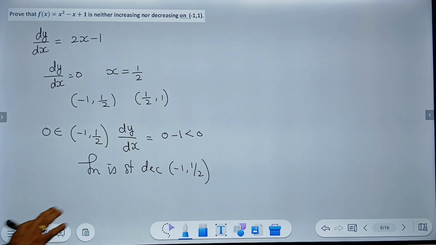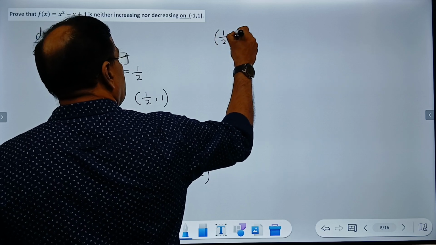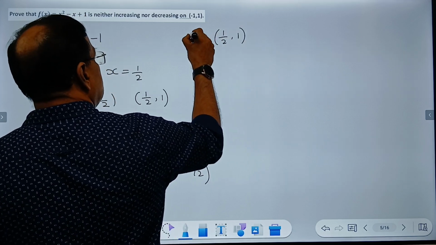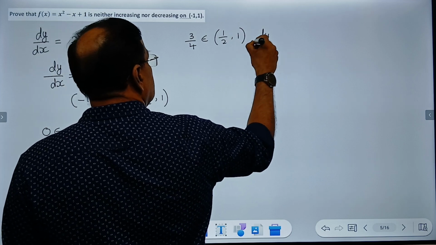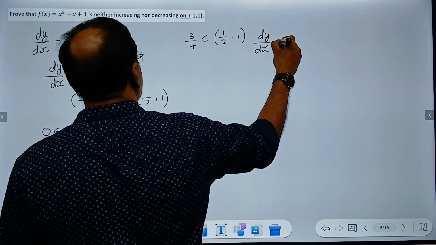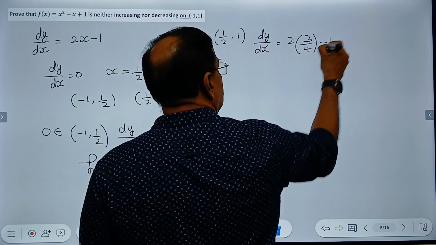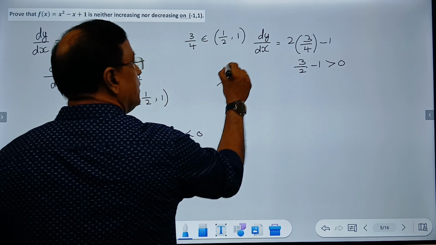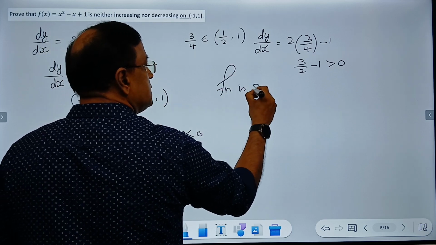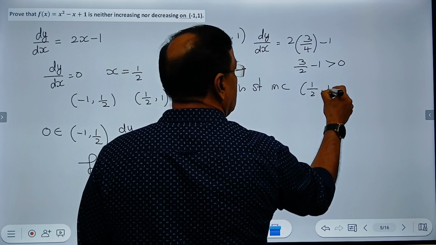Wonderful. Now what I do? I choose a number between half and 1. I'll choose 3 by 4. So what happens to dy by dx? Dy by dx will be 2 into 3 by 4 minus 1, which is 3 by 2 minus 1, which is positive. Therefore the function is strictly increasing in half comma 1.